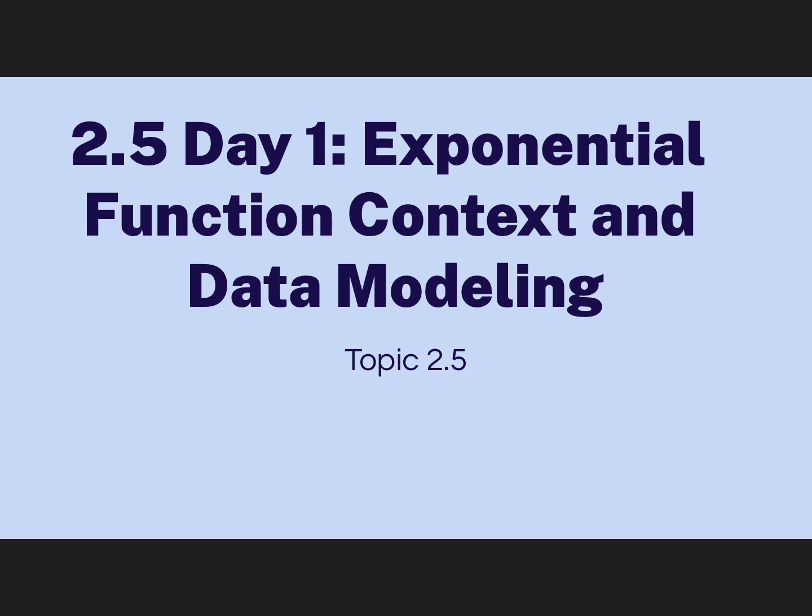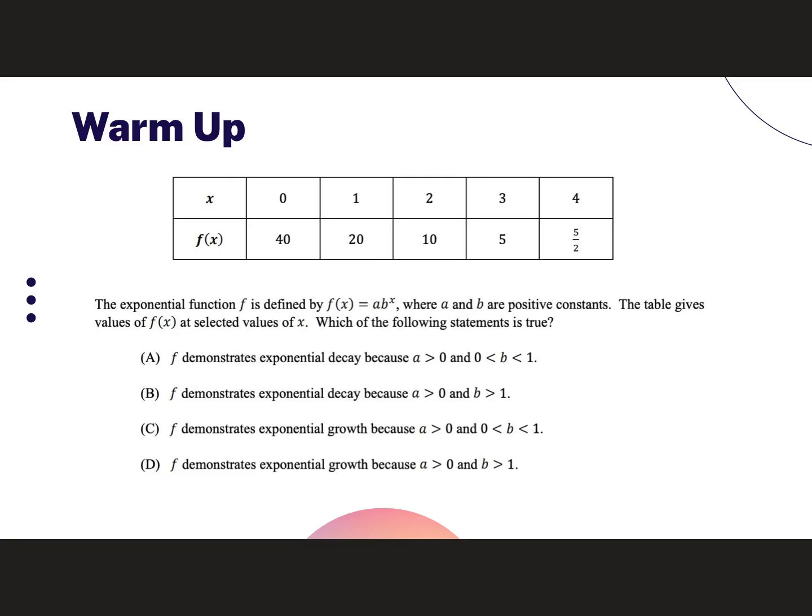Hey folks, today we're going to look at 2.5 day 1, which talks about exponential function context and data modeling. For our warm-up, we have an example of an exponential function question on the multiple choice section of the AP exam. It says the exponential function f is defined by f of x equals a times b to the x power, where a and b are positive constants. The table gives values of f of x at selected values of x. Which of the following statements is true?